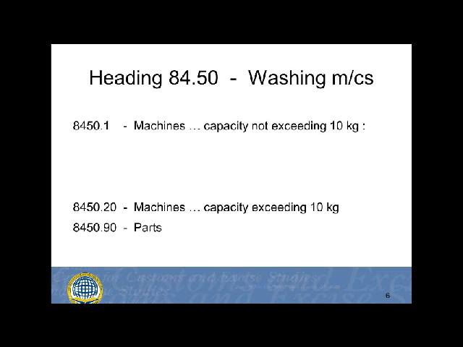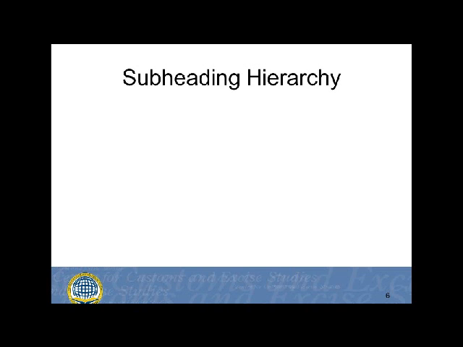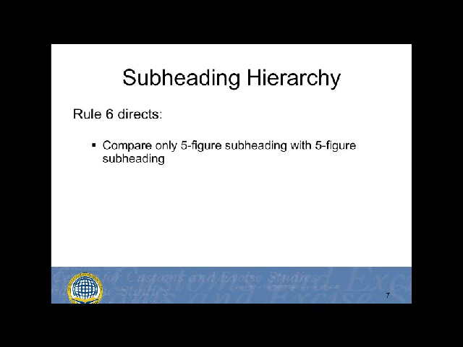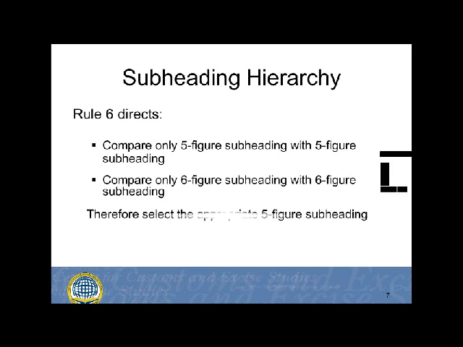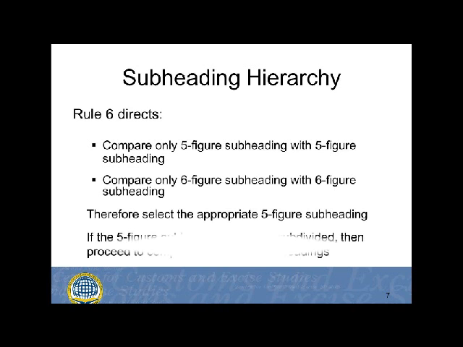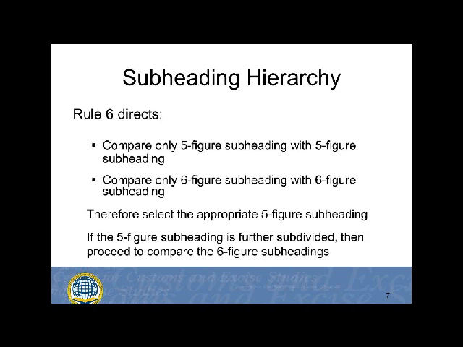Does anybody notice anything in common between the five-figure subheading level classifications? Each has a 1- before the product description. We'll get back to that shortly. Again, in interpreting the subheading structure, Interpretation Rule 6 gives us the direction. Compare only five-figure subheadings with five-figure subheadings. Compare only six-figure subheadings with six-figure subheadings.